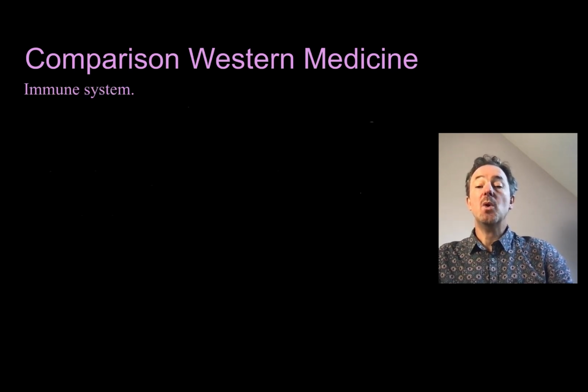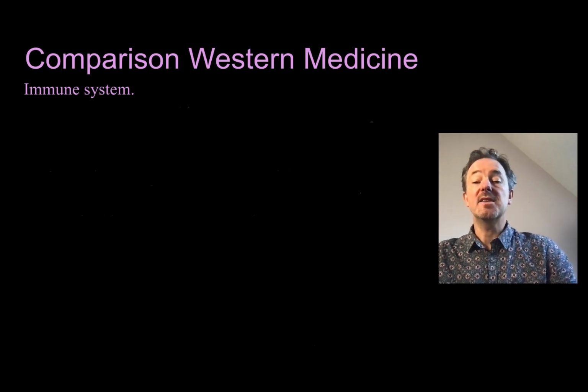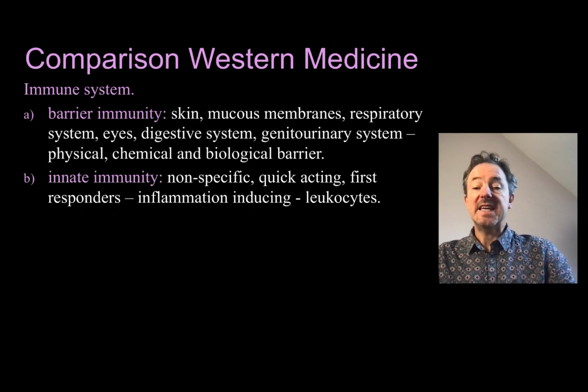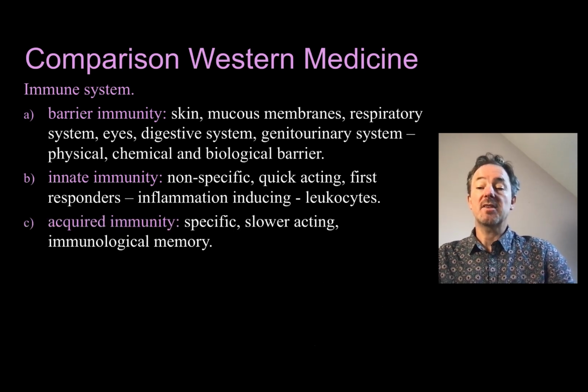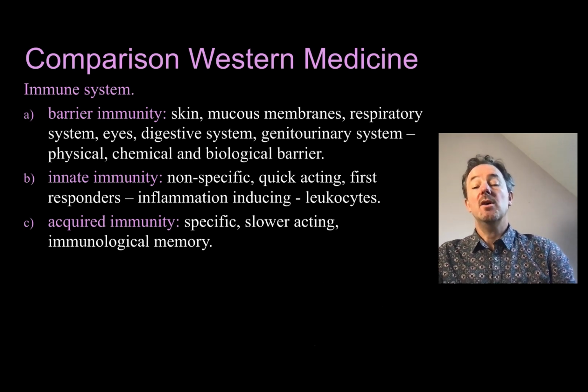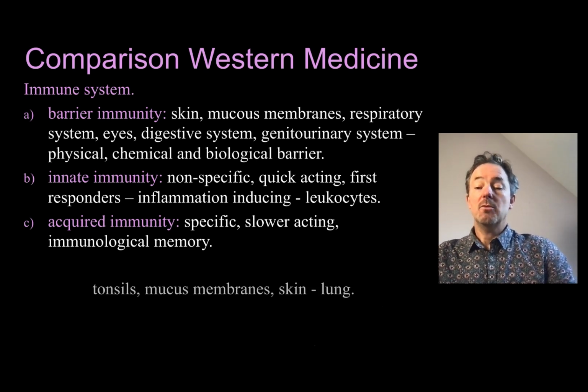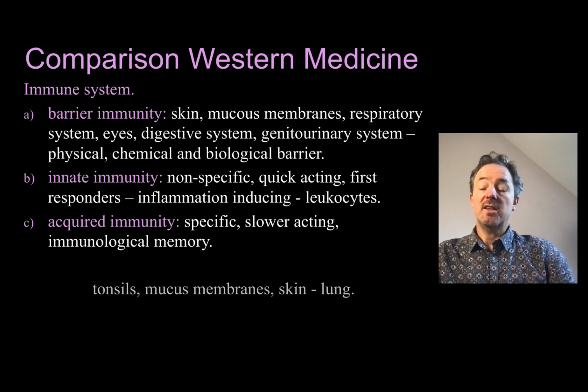The immune system in Western medicine is complicated. The barrier system is the skin and the mucous membranes. The innate system is our quick-acting first responders and leukocytes, and then acquired immunity is the slower acting. If we think of the organs of the immune system in Western medicine, the tonsils, the mucous membranes, the skin would be the lung in Chinese medicine.